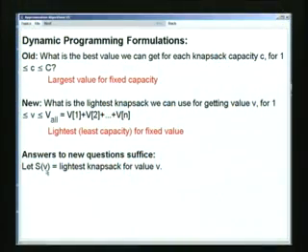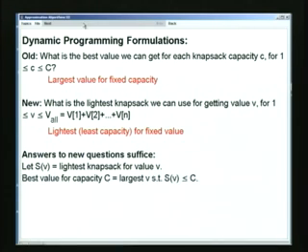So, these new questions essentially compute S of v, where S of v is the lightest knapsack for value v. That is exactly what is being computed over here for different values of v. And notice that S of v is an increasing sequence, or a non-decreasing sequence.